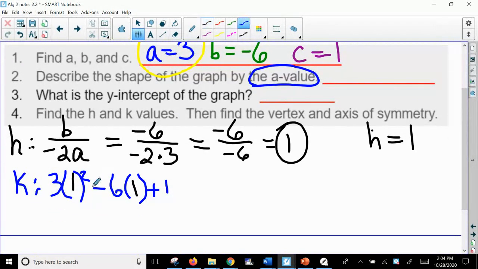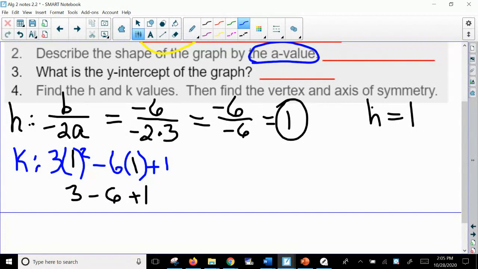Now, if you have a calculator, just put this in the calculator just the way it looks. Parentheses, exponents, everything. Without a calculator, I'm using my mental math, so I know that order of operation, I have to do parentheses and exponents first. So 1 to the second power is 1. And 3 times 1 is 3. And 6 times 1 is 6. And I'll bring down my plus 1. And 3 minus 6 is negative 3. And negative 3 plus 1 is negative 2. So K is negative 2.